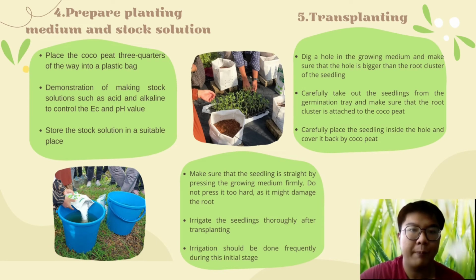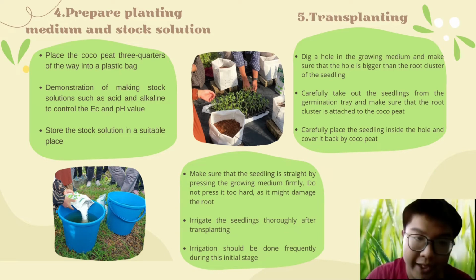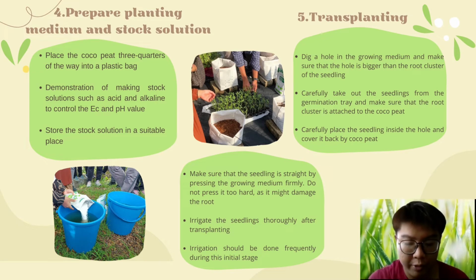The fourth step is to prepare planting medium and stock solution. You have to place the cocoa peat three-quarters of the way into the polybag, and demonstrate making stock solutions such as acid and alkaline to control the EC and pH value. Basically, the pH value should be 5.5 to 6.5, while for the EC, 2 days after transplanting should be 0.8 to 1.0, 9 days after transplanting is 1.1 to 1.3, and 21 days after transplanting should be 1.5. And the solution must be stored in a suitable place.